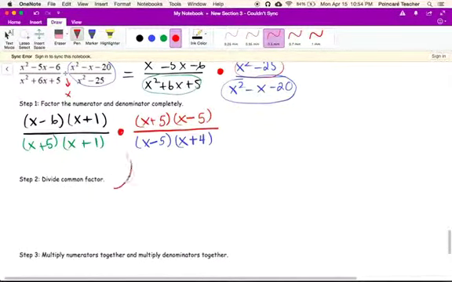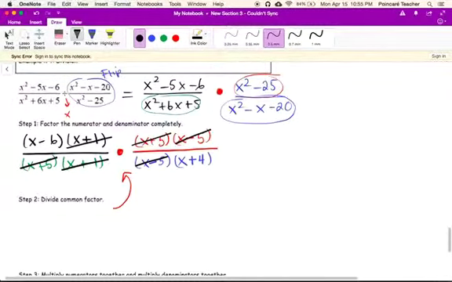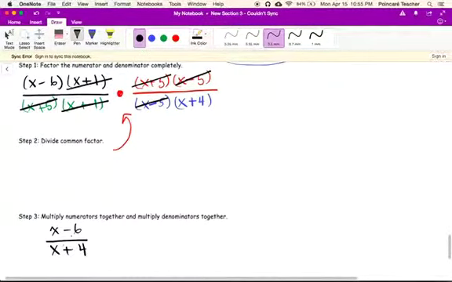Now step 2, we're going to divide out the common factors. I see x minus 6 has no common factor. x plus 1 has a common factor in the numerator and denominator. x plus 5 in the numerator, x plus 5 in the denominator. x minus 5 in the numerator, x minus 5 in the denominator. And so what I'm left with for step 3 is x minus 6 over x plus 4. So the simplified form of this division problem is x minus 6 over x plus 4.